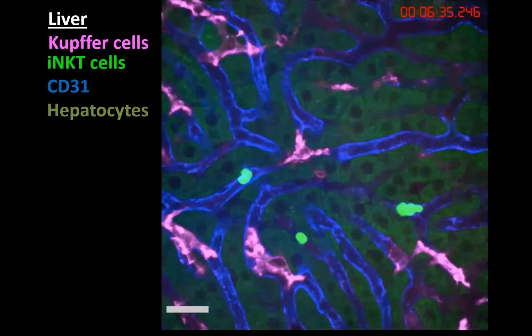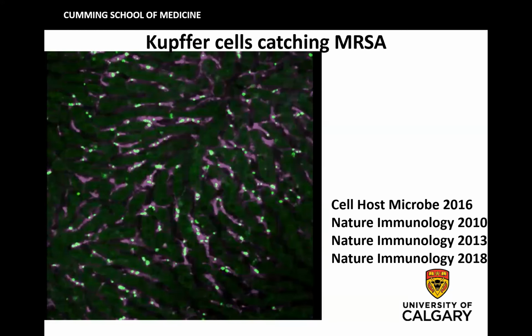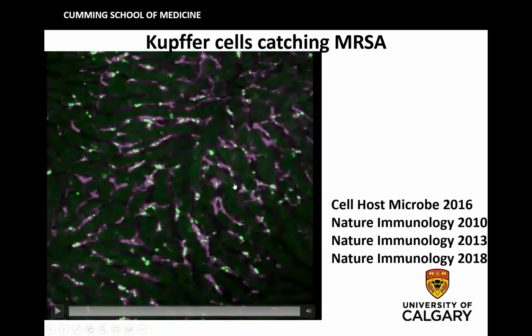Now, if you add bacteria to the system, you can see how effectively those large macrophages, the Kupffer cells, will catch a bacterium like methicillin-resistant Staph aureus. So with staph infections, the macrophage are excellent at catching these bacteria. It's a very rapid event, and so for this, you need to use imaging to really understand how that's all happening.